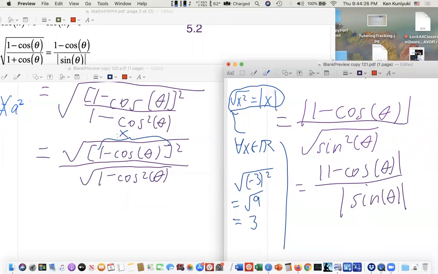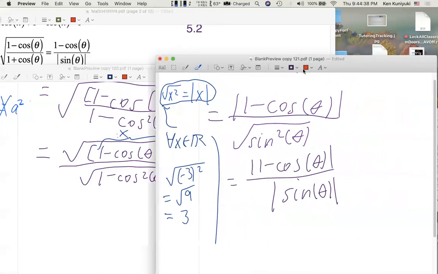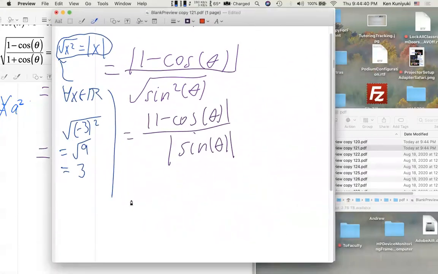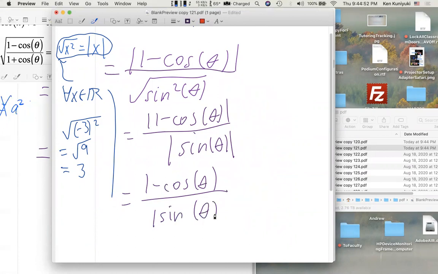Any questions so far? We're almost done. We're basically there, except that I want to justify why it is that we can remove absolute value, as you've kind of noted, right? We are claiming that this is equal to, we don't need the absolute value up there. In the end, check it though. 1 minus cosine of theta all over absolute value of sine of theta, and I say you're done there.